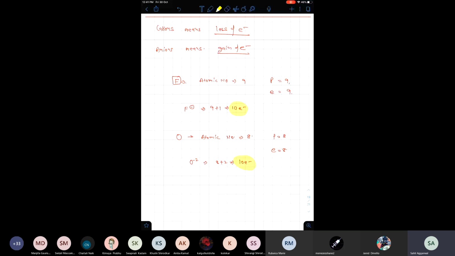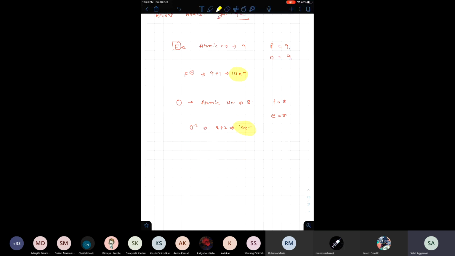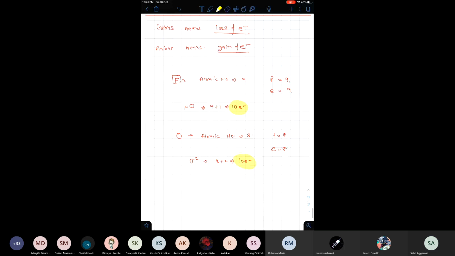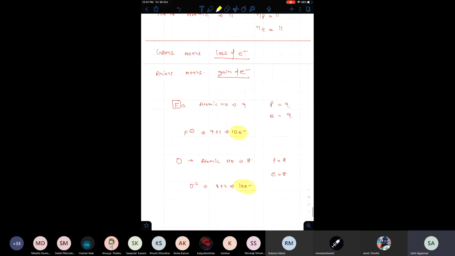Any doubt in this? Number of protons for F minus will be 9 only. Yeah, protons never change. Proton will never change.